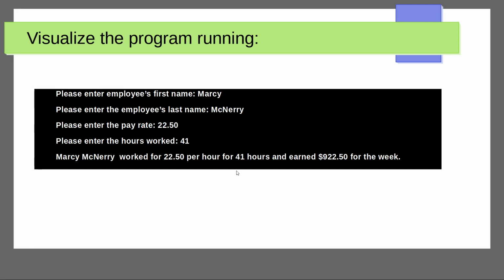So visualize the program running is the next step. So here's what the program is going to look like when it's running. Please enter employee's first name, Marcy. Please enter the employee's last name, McNeary. So the user is going to enter in Marcy and McNeary. The program is going to automatically output, please enter in the pay rate. And we're going to put in 22.5. Please enter the hours worked, 41. And we want an output that looks like this. Marcy McNeary worked for 22.50 hours, 22.50 per hour for 41 hours and earned $922.50 for the week.